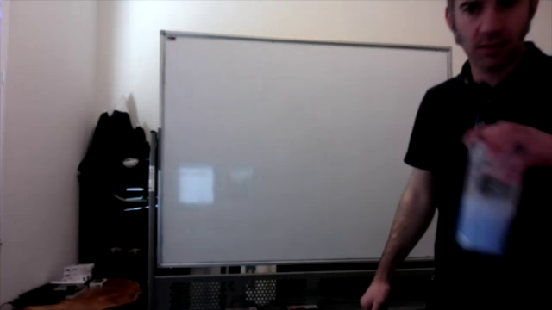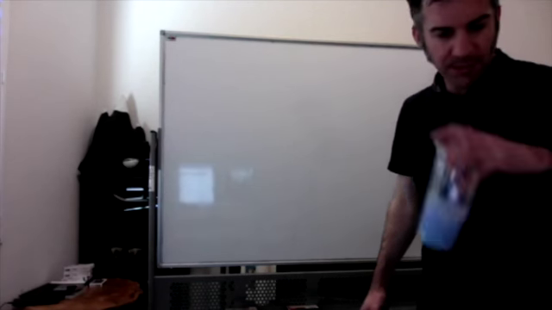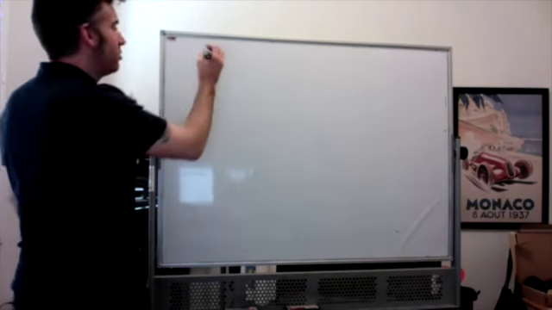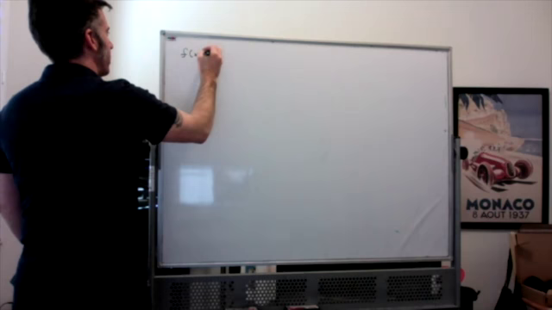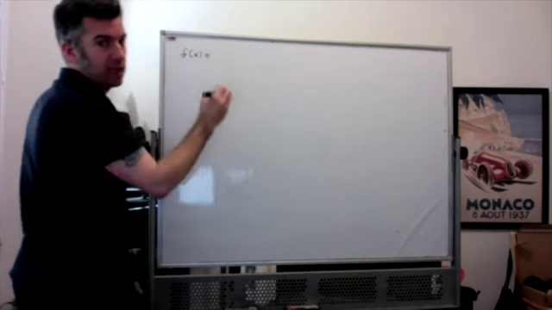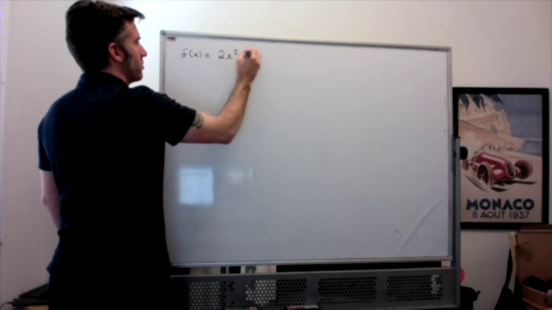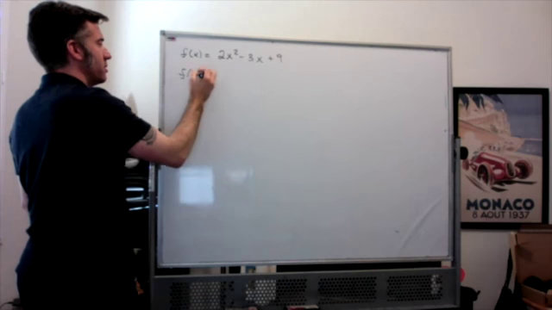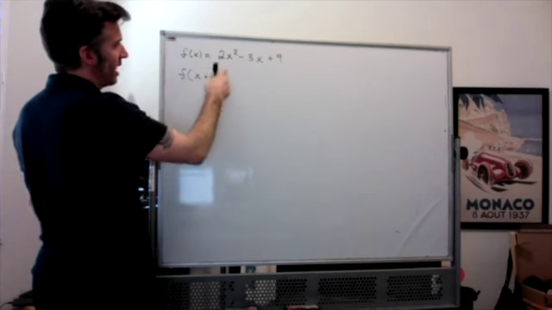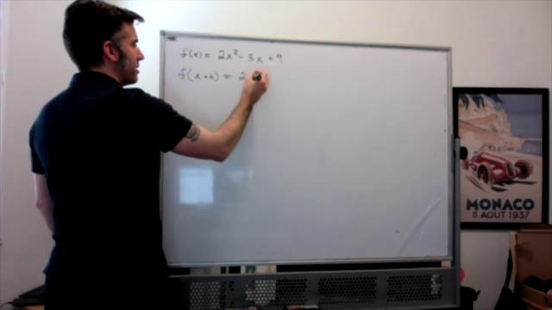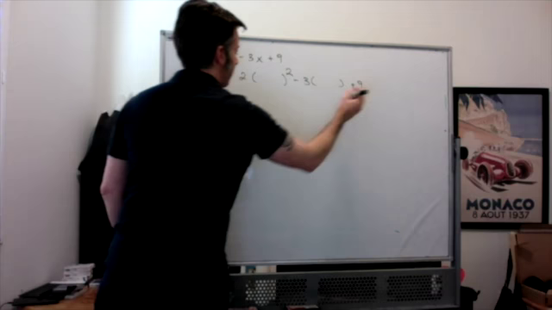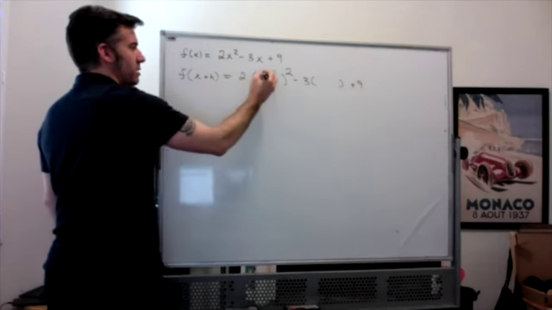Okay, let's do the other one. So let's look at f of x equal to, what do we got here? F of x is 2x squared minus 3x plus 9. And let's go ahead and write down what f of x plus h is. So f of x plus h, again, I'm just taking everywhere there's an x, and instead I'm leaving myself a parentheses where I'm going to fill in an x plus h.